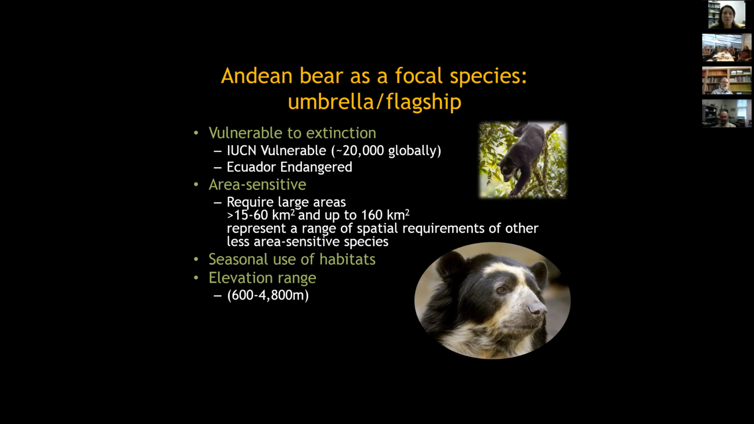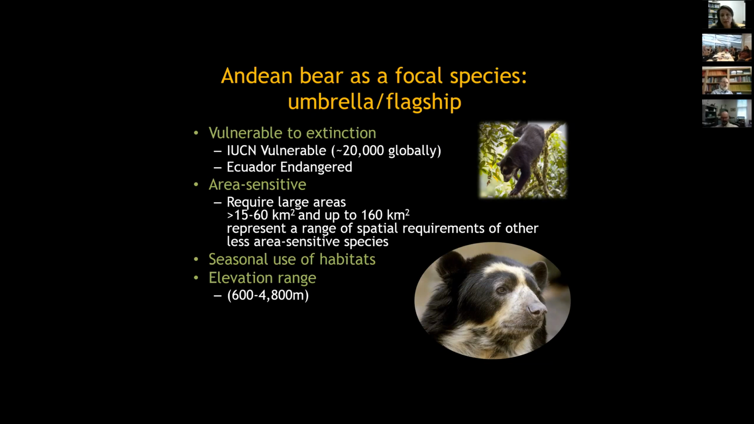That is, they're vulnerable to extinction. The IUCN has listed them as vulnerable. There's only about 20,000 individuals globally. In Ecuador, they're endangered. They're also area sensitive. They require pretty large areas from 15 to 60 square kilometers and even upwards of 160 square kilometers. So Andean bears really represent a range of spatial requirements for other less area sensitive species.